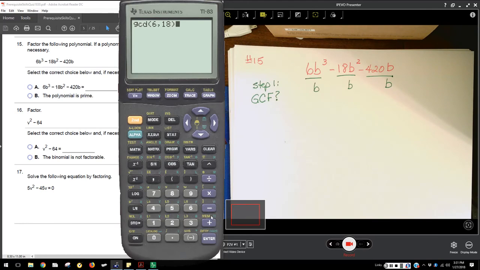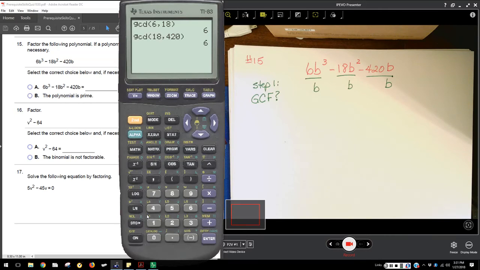So we're ignoring the signs. The greatest common divisor, which is a factor in this case, is 6. Then we're going to look for the greatest common divisor between 18 and 420. And it says that's also 6. So the greatest common divisor for all three of those numbers is 6.